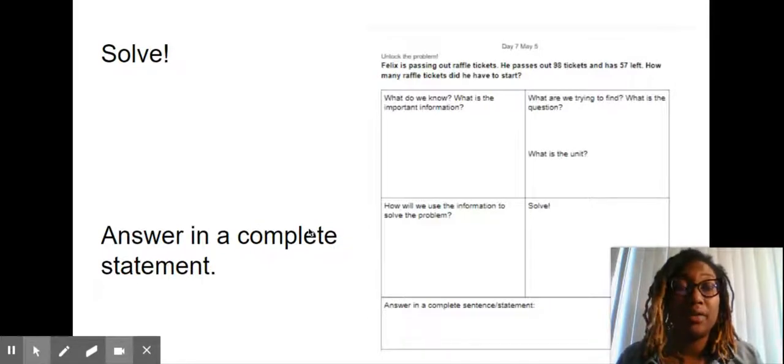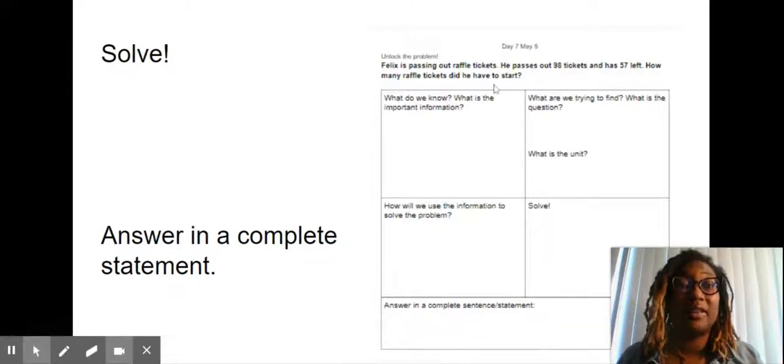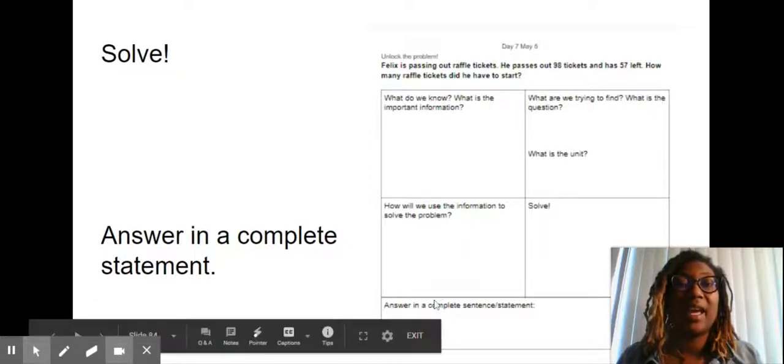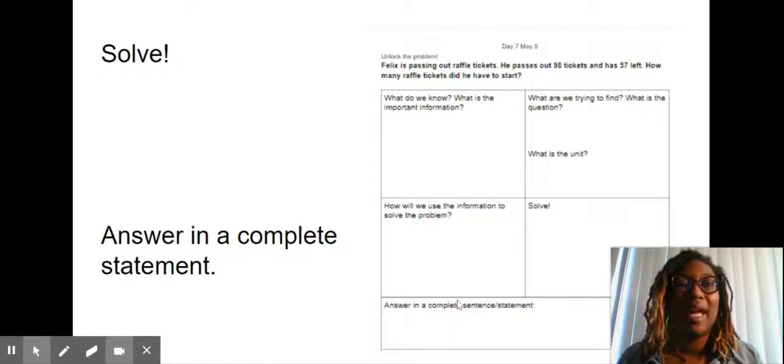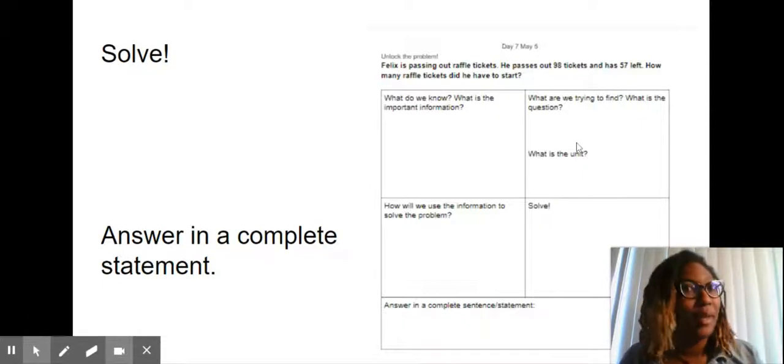And then we need to solve. So we're going to be using the numbers 98 and 57. I want you to think about what operation we need to use here to figure out how many he had in the beginning. And then we need to make sure we always answer in a complete sentence. So if our question is how many raffle tickets did he have to start, we would say Felix had blank tickets to start, or blank raffle tickets to start. And that would be our unlock the problem for today.